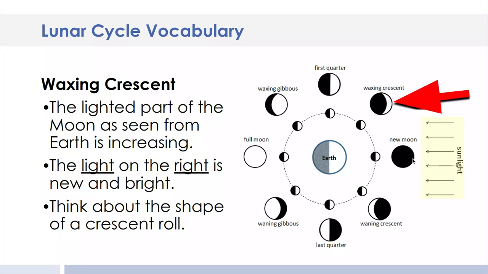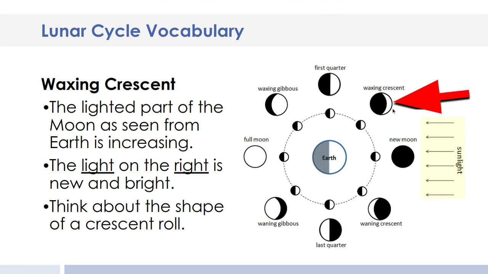Next, we have a waxing crescent. All right, so you can see that we are moving counterclockwise. For a waxing crescent, the lighted part of the moon as seen from Earth is increasing. The light on the right is new and bright. That can be a little saying to help you remember waxing crescent. And think about the shape of a crescent roll.